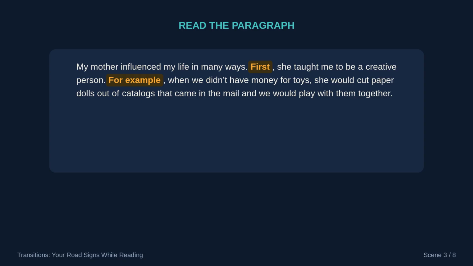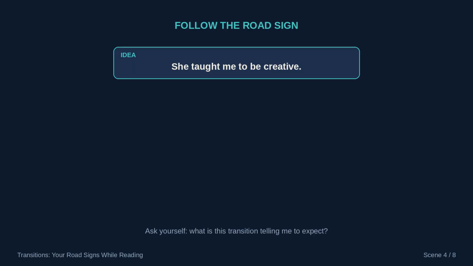Then we see the next transition, for example. This is a signal that the writer is about to give a specific example of the idea that came right before it. Now, notice what happened. The writer gave us a general idea. She taught me to be creative. Then, the for example transition tells us, I'm going to show you exactly what I mean with an example.